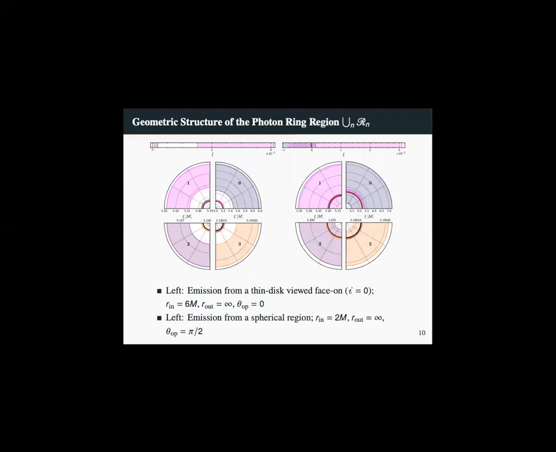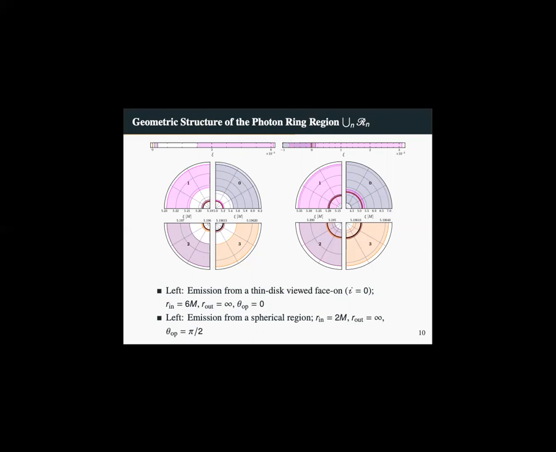This figure shows us the topological structure of the photon ring region, depending on which of two different emission region morphologies we consider. On the left we have emission from a thin disk viewed by a face-on observer. In this case, the inner edge of the disk is at 6M, the outer edge is at infinity, and the opening angle is zero. And for emission from the spherical region, which I show on the right, the inner edge is at the horizon, the outer edge is at infinity, and the opening angle theta is pi over 2.